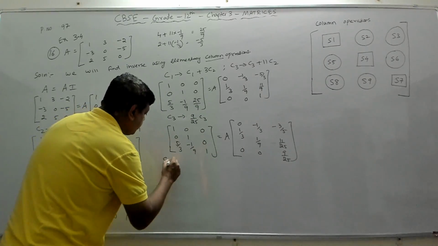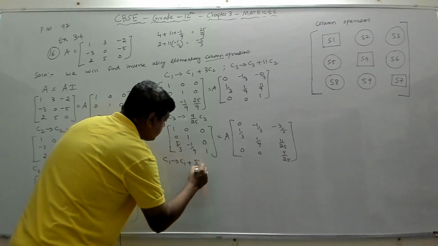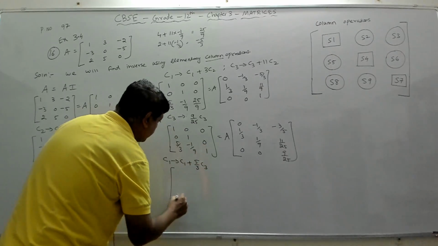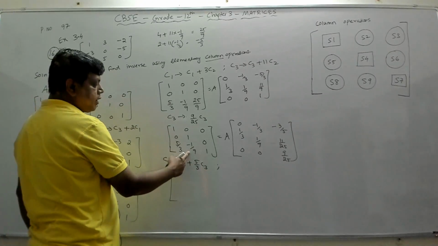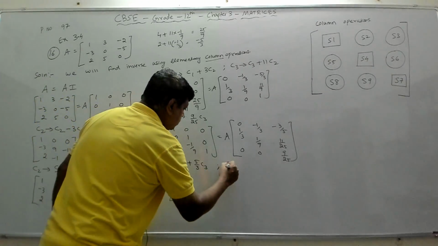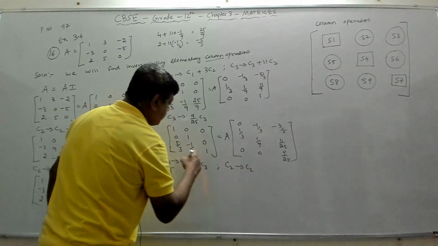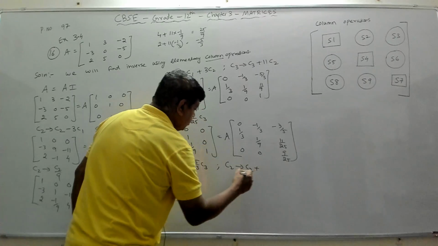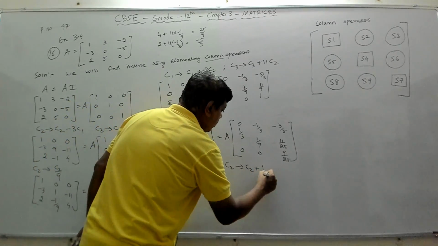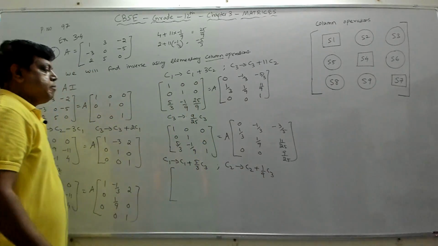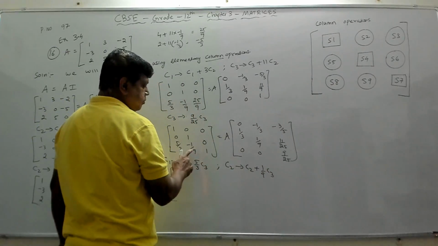So I will write C1 implies C1 plus 5 by 3 of C3. So if I do that, again I want to make this as 0. So minus 1 by 9, how will I make it as 0? That is in C2, column 2. So column 2 implies column 2 plus 1 by 9 of C3. So if you apply this operation, then this element will become 0.